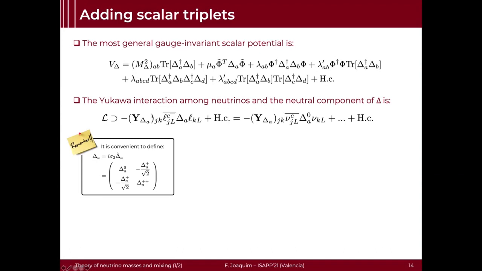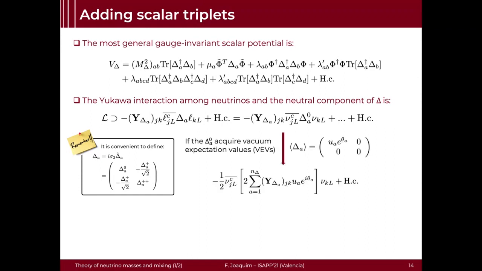Okay, so now we can decompose this interaction, and you see that there is at the end a term which involves the neutrinos, nu_L, and the neutral component of the triplet. So now if this neutral component of the triplet acquires a vacuum expectation value in this way, we will end up with this term here. So you see that this, which was a Yukawa interaction, just like the other ones in the standard model, now became a mass term. And this mass term is characterized by this Majorana neutrino mass matrix.